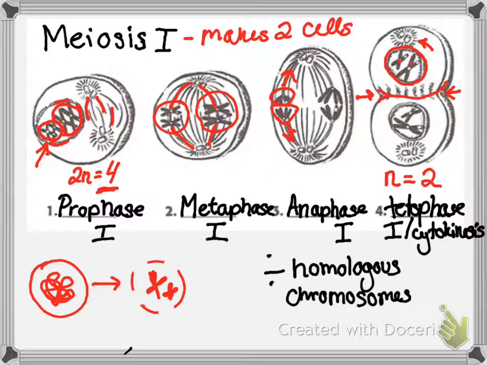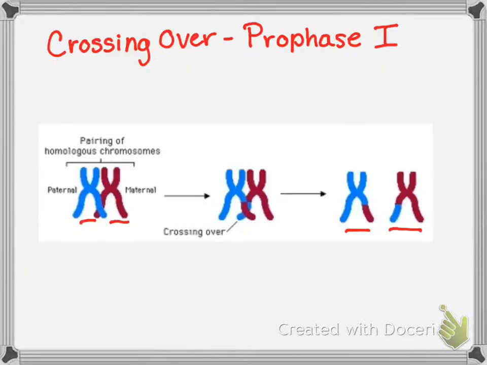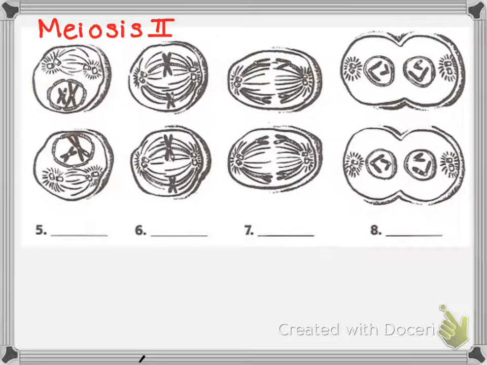Okay, so let's go on and look at what happens in meiosis 2. In meiosis 2, you're going to go through prophase, metaphase, anaphase, and telophase again. We just call these 2. So this is prophase 2.